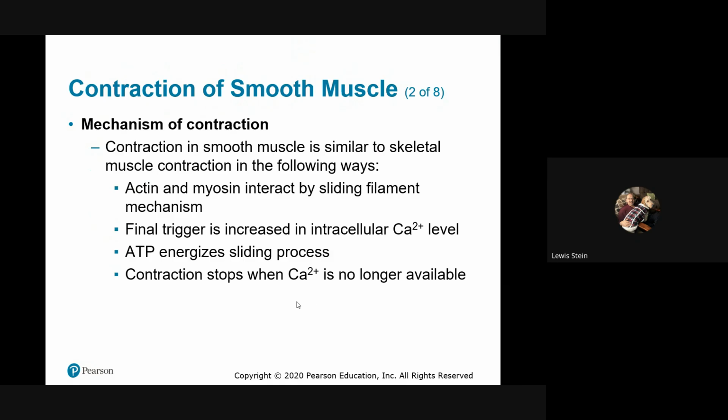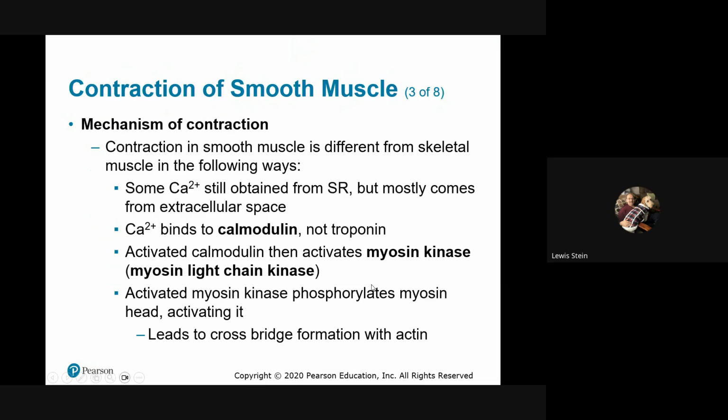So contraction is similar. The actin-myosin sliding filament. The trigger is intracellular calcium. We need ATP. Contraction stops when the calcium is no longer there. Mostly extracellular. Here's what occurs. The sequence is important. I know that I did send you a study guide.